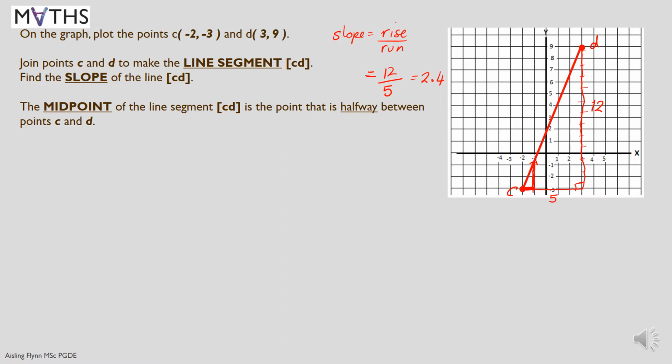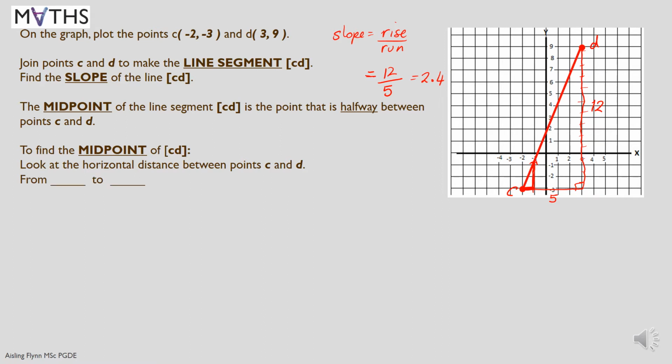Now we're asked to find the midpoint of the line segment CD. It's the point that is halfway between points C and D. Often we can see that just by looking, but we want to calculate it also. To find the midpoint of CD, we look at the horizontal distance between C and D. We've already done that while we did the slope. We see that there's 5 units across from C to D.